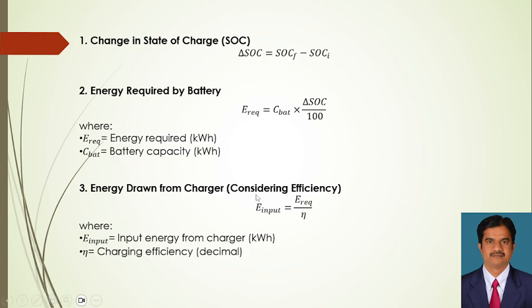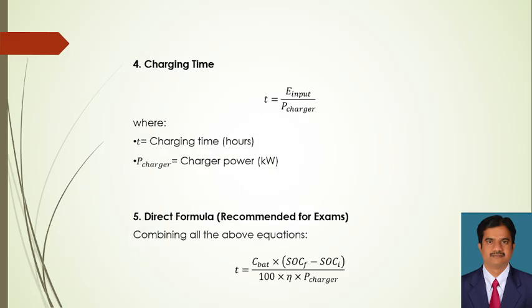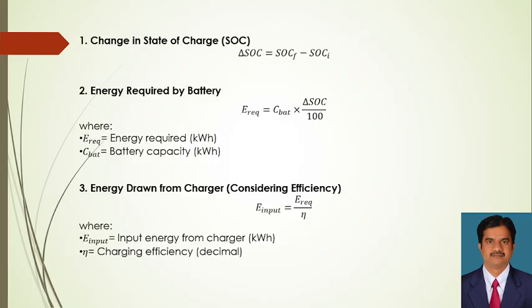So the different formulas that we have to calculate the different parameters: change in state of charge, energy required by battery, energy drawn from the charger, charging time, formula to calculate all the values. This is the direct formula. Take these formulas. These are required to calculate the different parameters in the charging technologies. Take these formulas.